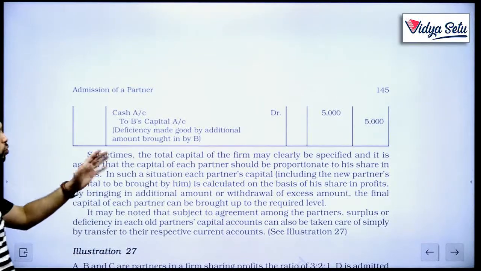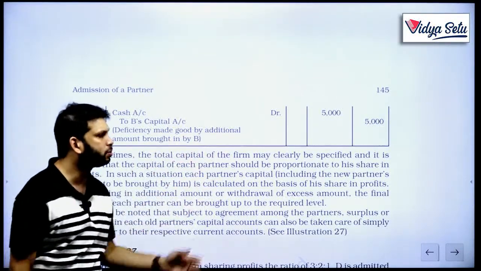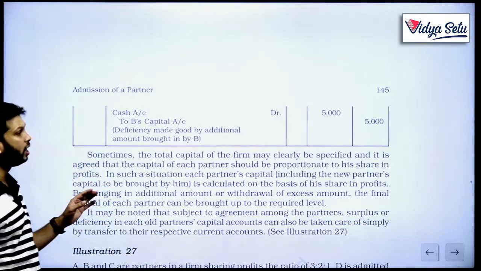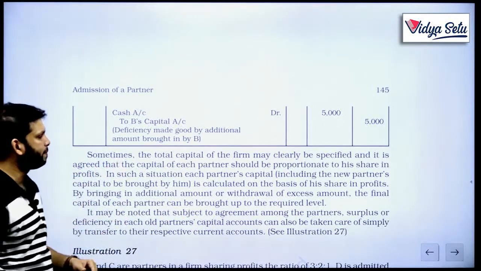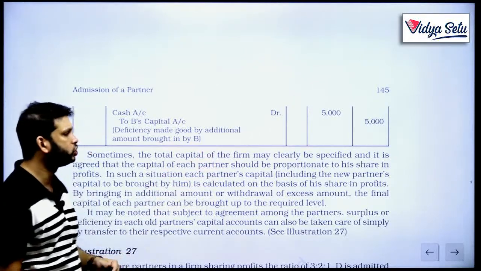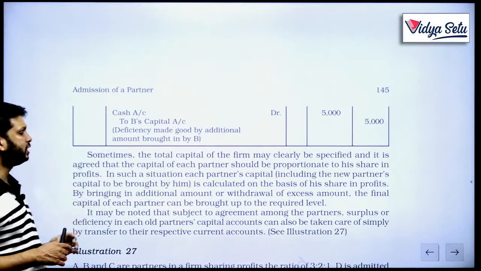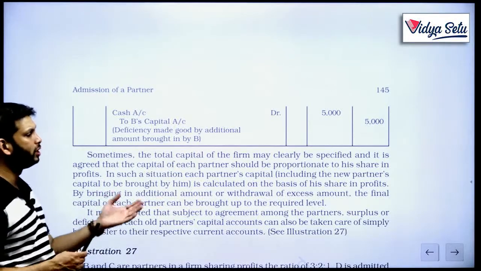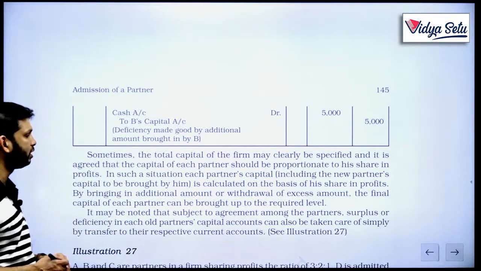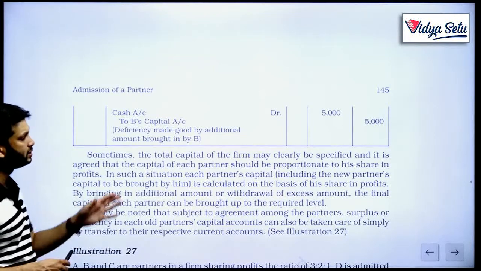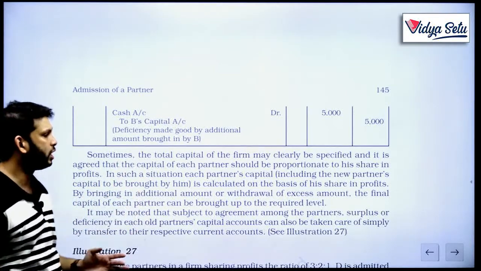So, sometimes the total capital of the firm may clearly be specified in the deed, and it is agreed that the capital of each partner should be proportionate to his share in profits. So, when this is the situation, life becomes very easy. In such a situation, each partner's capital, including the new partner's capital, is to be brought in by him. It's calculated on the basis of his share in profits.